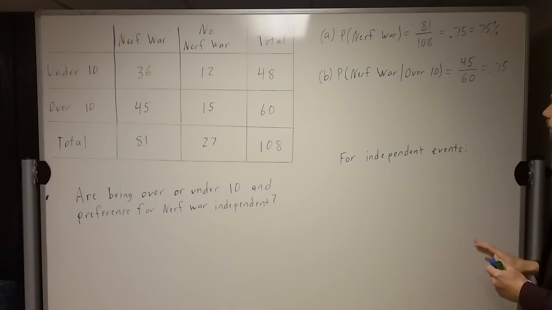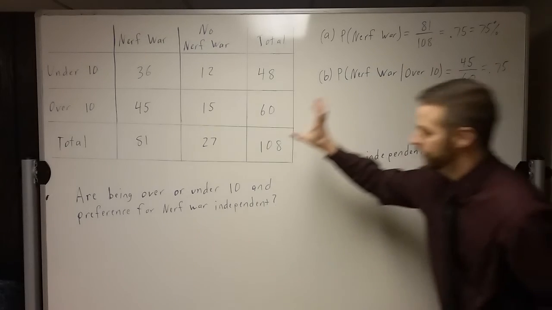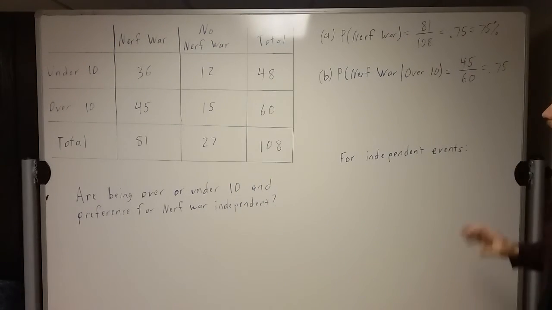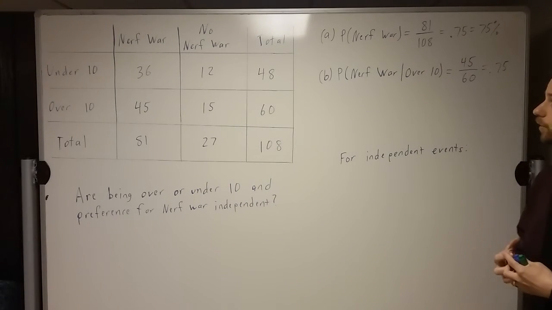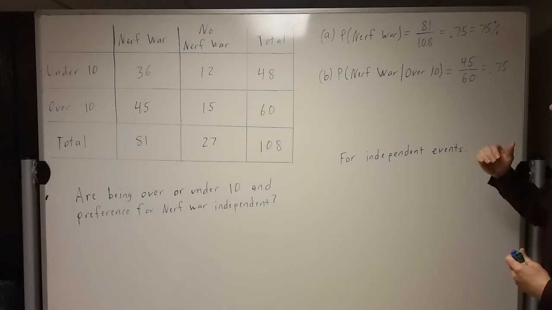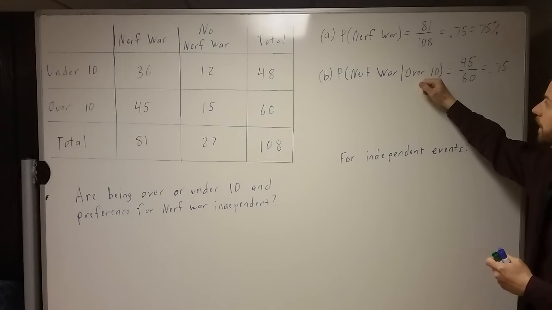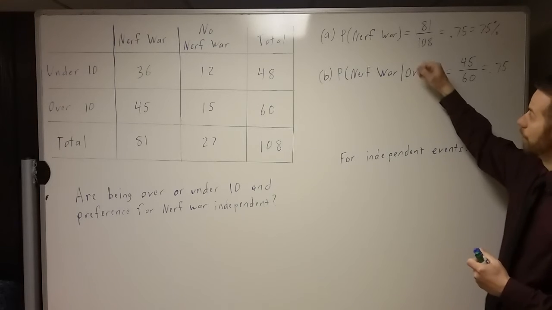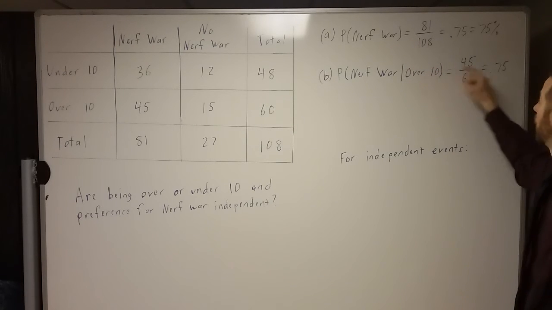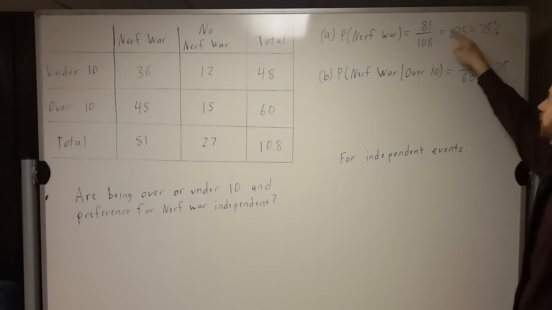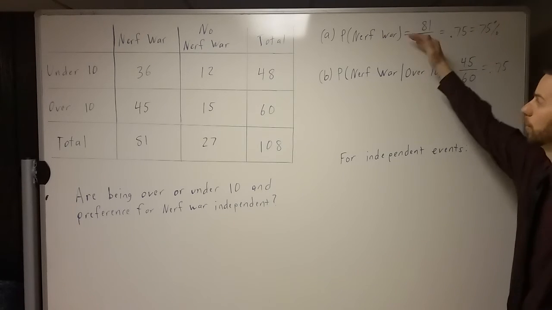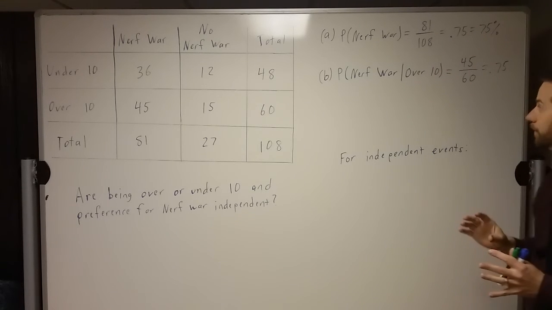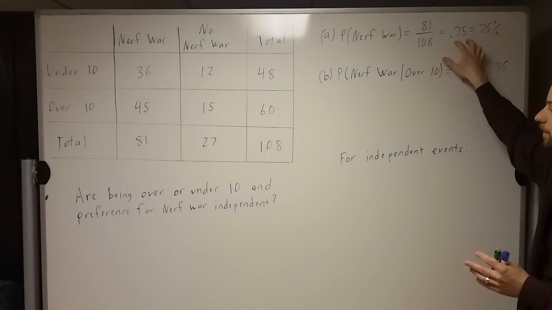Now, here's the information that we need in order to see if this is true. So let me phrase this as a question, kind of. Did it make a difference if you were over 10 or not, or if we just looked at everyone? Was it the same probability that you prefer to have a Nerf war, whether you're over 10 or just looking at everyone? It's 0.75, 0.75.